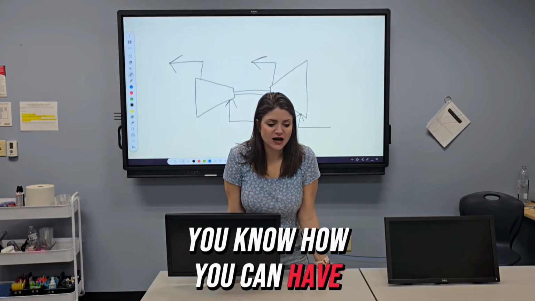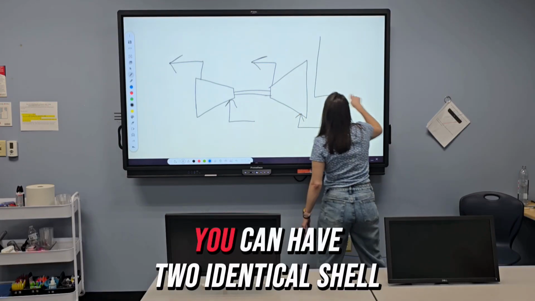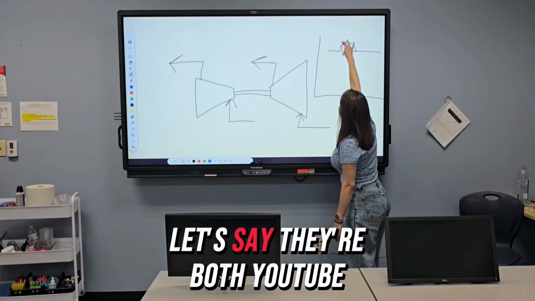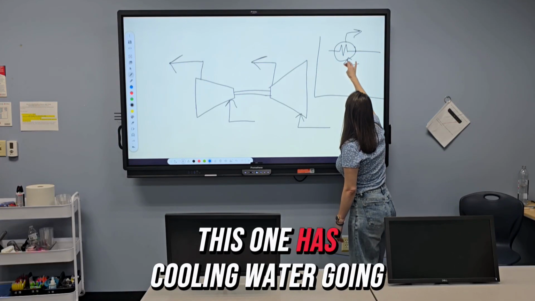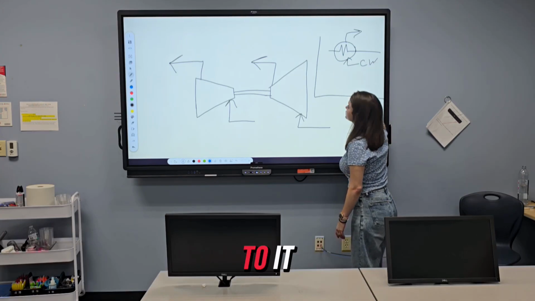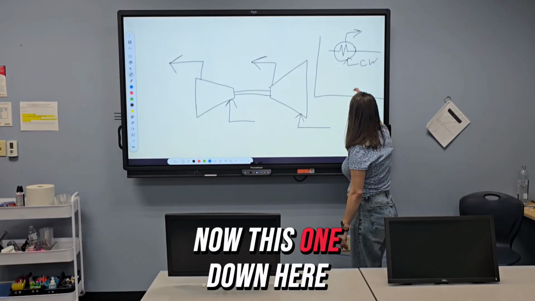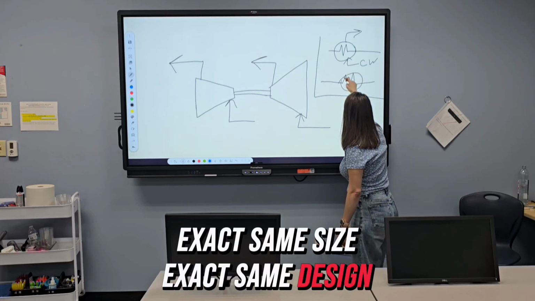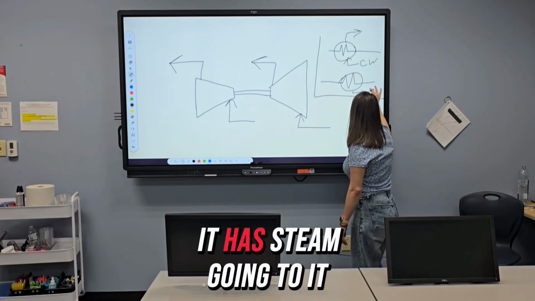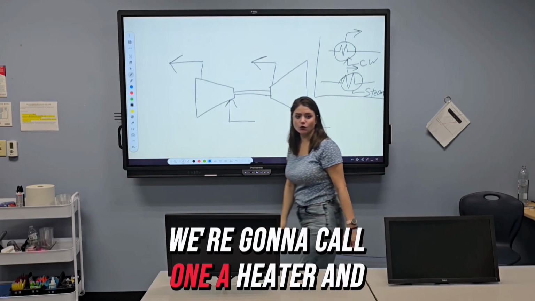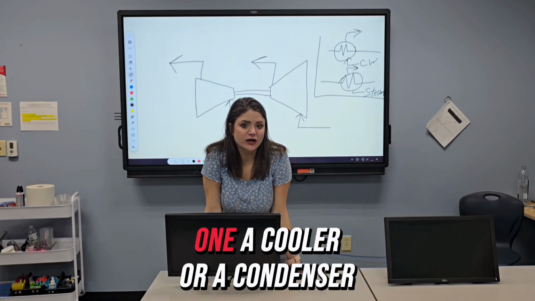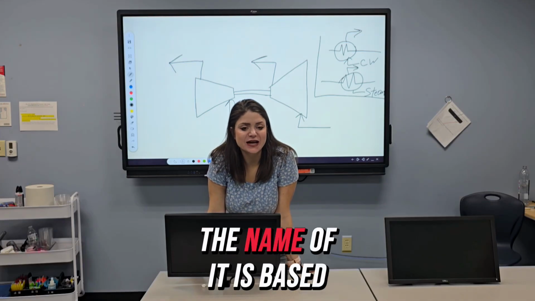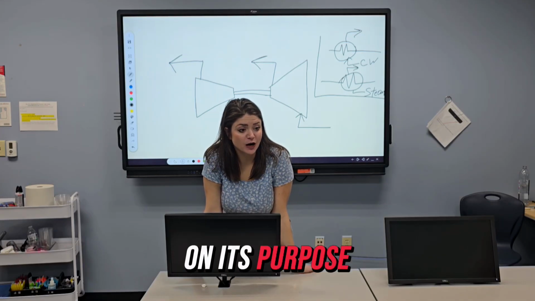You know how you can have two identical shell and tube heat exchangers. Let's say they're both U-tube. This one has cooling water going to it. Now this one down here, exact same size, exact same design, it has steam going to it. We're going to call one a heater and one a cooler or a condenser. They're identical. The name of it is based on its purpose.